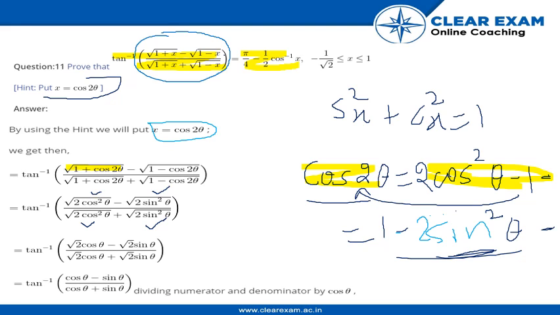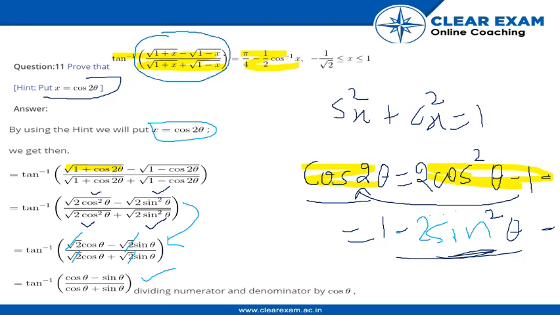Moving to the next step, the above expression can be simplified to this one. Root 2 comes as it is and cos square theta comes as cos theta from the root. So we get root 2 cos theta minus root 2 sin theta upon root 2 cos theta plus root 2 sin theta. Now the next step is that we cut all the root 2 and root 2 things. So we get cos theta minus sin theta upon cos theta plus sin theta.